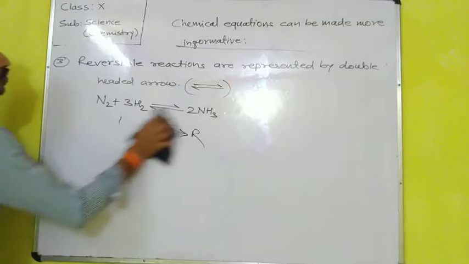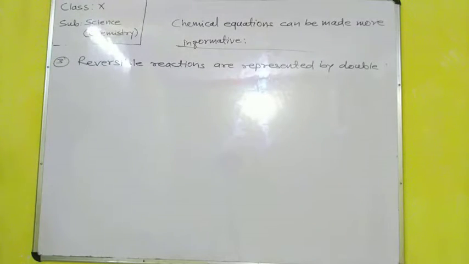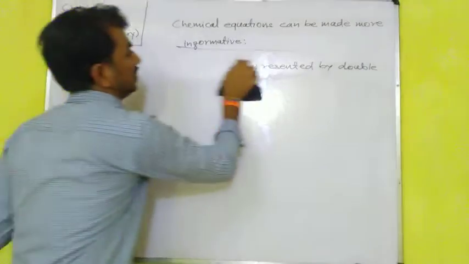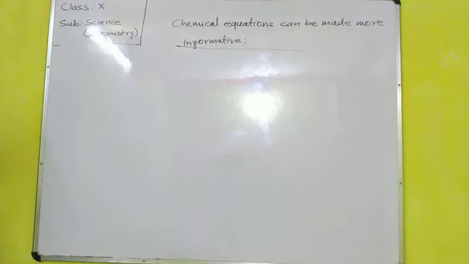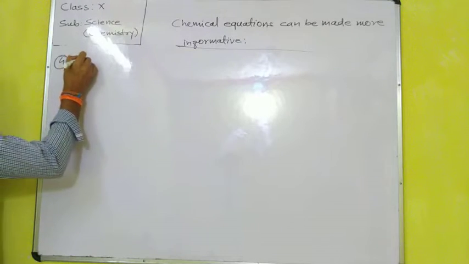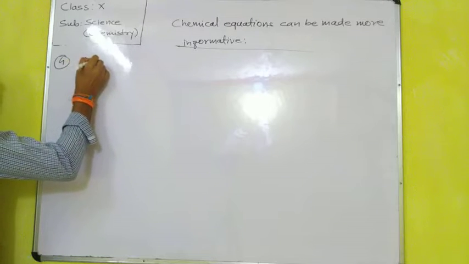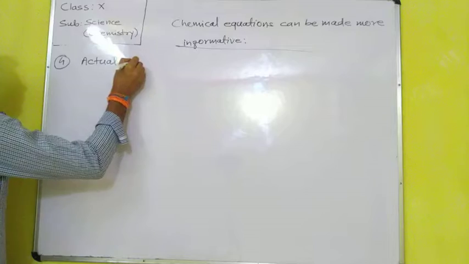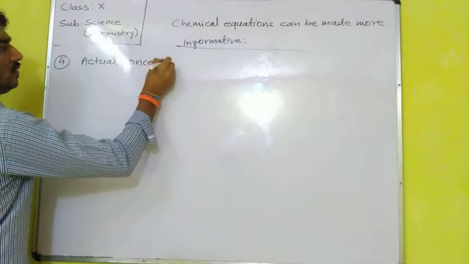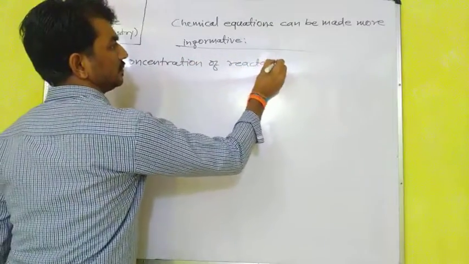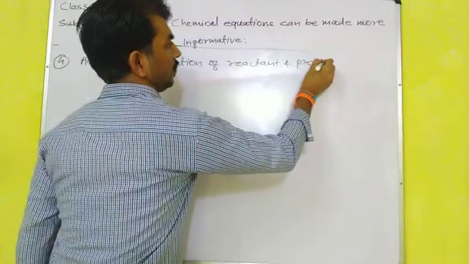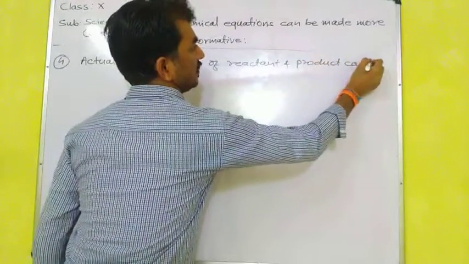The fourth point: the actual concentration of reactants and products cannot be mentioned. The actual concentration of reactants and products cannot be mentioned. For example, in the case of acids and bases, the actual concentration of reactant and product cannot be mentioned.